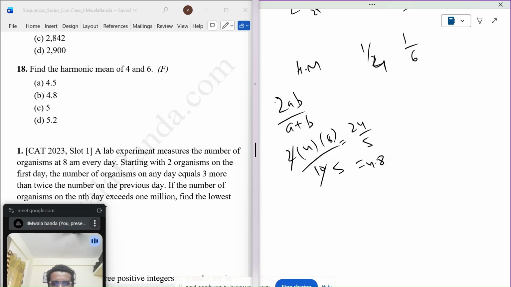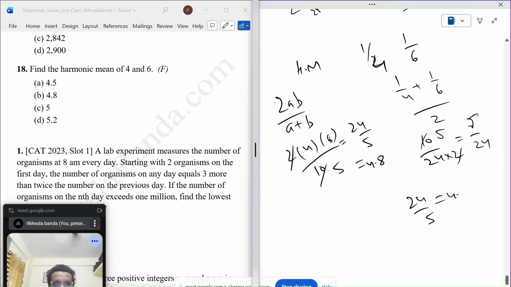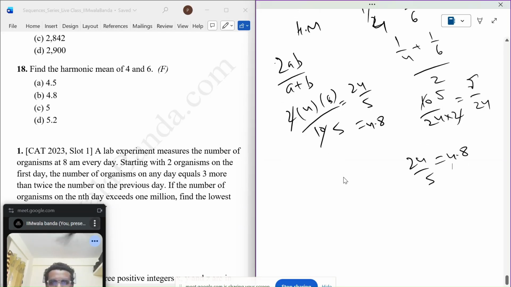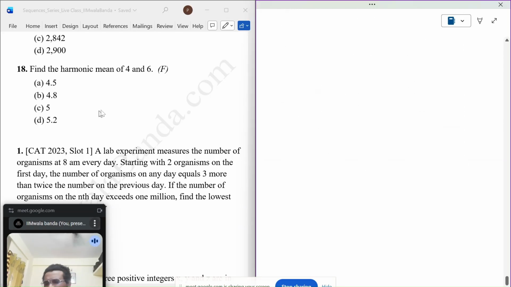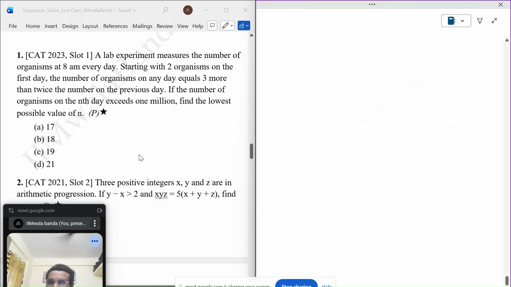So I can say it is 4.8. But if you forgot this, you know, I need to find the arithmetic mean of 1 by 4 and 1 by 6 and then take the reciprocal of it. So 1 by 4 plus 1 by 6, by 2, which is 10 upon 6, 12, 24 into 2, 5. So 5 by 24, but reciprocal of it. So 24 by 5 or 4.8. But in this case, I remember the formula 2ab upon a plus b, so it's fine.